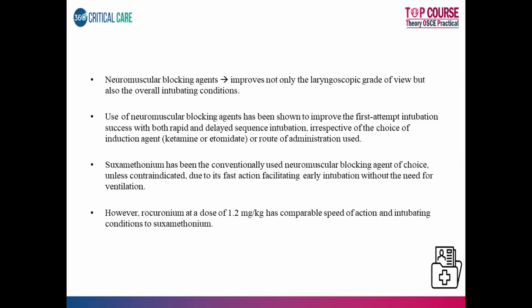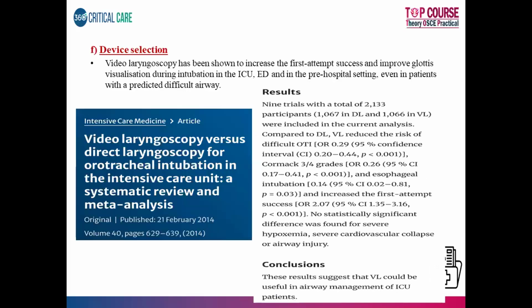So the most commonly used one is suxamethonium. But in contraindications, especially if there is hyperkalemia or AKI, where there is a contraindication, you can also use rocuronium at a dose of 1.2 mg per kg. A lot of studies have shown a comparable speed of action and intubating conditions to suxamethonium. So it is better to use scoline. If there is a contraindication to scoline, then you can use rocuronium as a muscle relaxant.